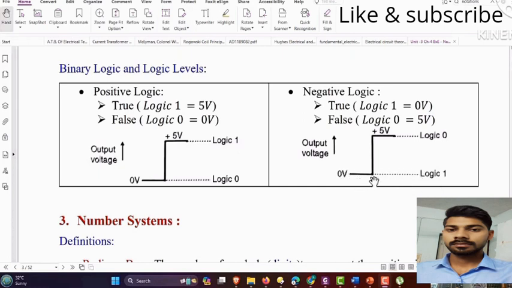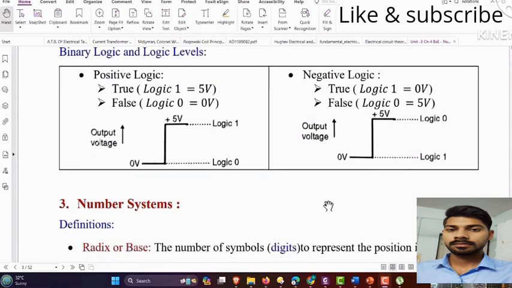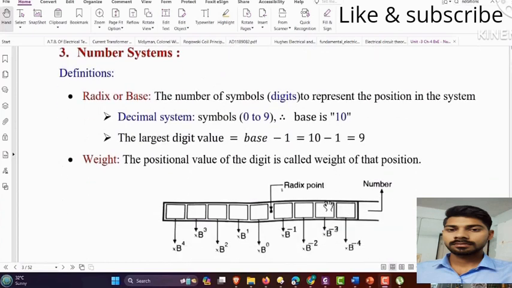See, in the negative logic system, 0 volt level is logic 1 here, and in positive logic system, 0 volt corresponds to logic 0. Whereas in positive logic system, 5 volt corresponds to logic 1. Whereas in negative logic system, 5 volt corresponds to logic 0. Most of the time, we are using positive logic system only. Let us focus on the study of number systems.